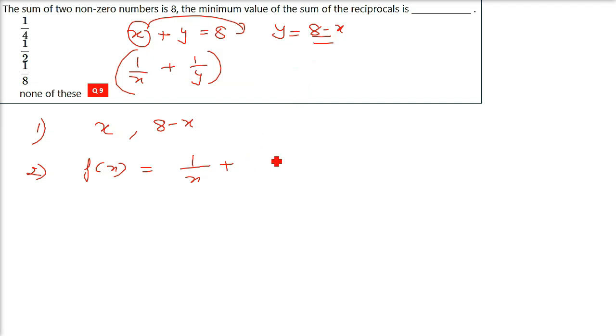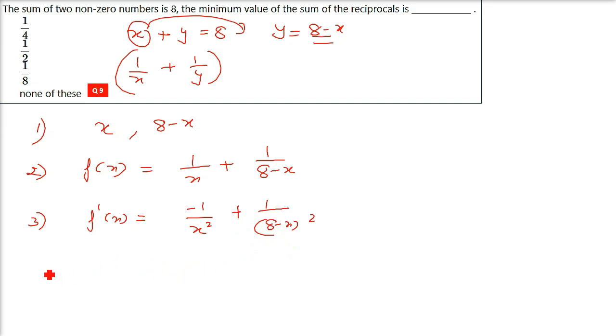So in place of y, just replace it by 8 minus x. 1 by x plus 1 by 8 minus x it is. Now I am differentiating it. You already know how differentiation goes. F dash x will be equal to, the differentiation of 1 by x is minus 1 by x square. Then we have 1 by 8 minus x, so we have 1 by 8 minus x whole square, with a negative in front. The differentiation of 8 minus x will be negative 1. That is why we have a negative in between and a negative.